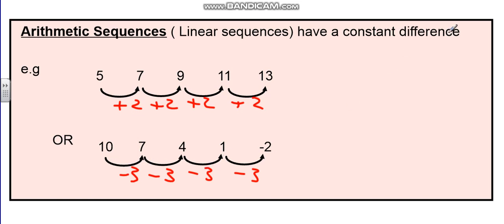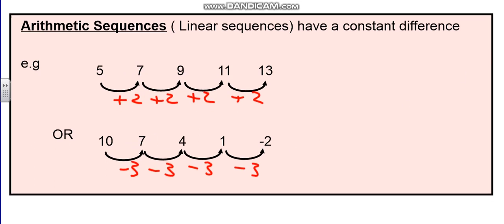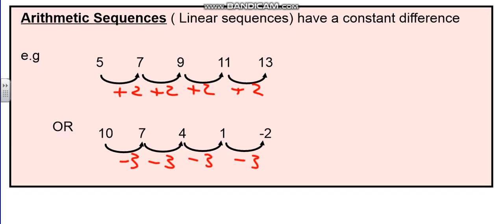So if you remember, the word difference is looking at the gap between numbers. So we're basically saying the gap between each number in the sequence is the same. Okay? So that's arithmetic sequences. So what I would suggest is you pause and just get those examples in and that sentence into your notes, so you know that.